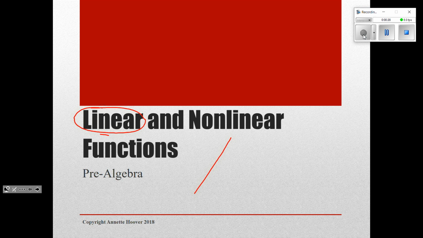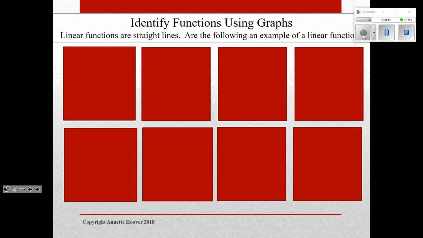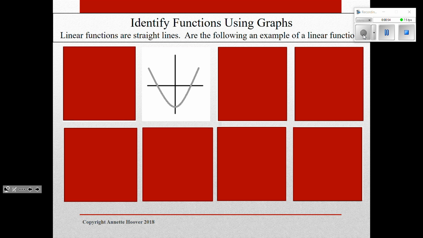Now, if you remember, a function is when the x does not repeat. So it has to fulfill both being a straight line and the x never repeating to be a linear function. So first we're going to look at some graphs. It is very easy to identify whether something is a linear function by looking at the graph. You are looking for a straight line, and we're going to also look at the vertical line test.